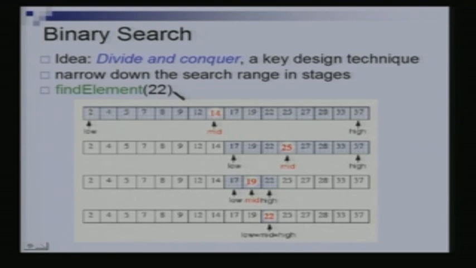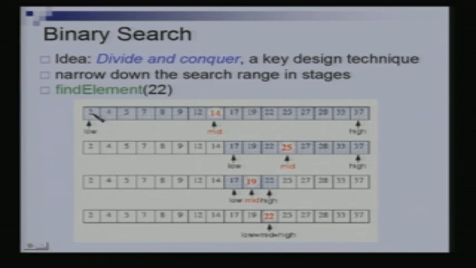22 is larger than 14. So, that means that 22, if it lies in this database, would lie to the right of 14. Why is that? Because these set of elements are in increasing order. Everyone is okay with that? So, the element 22 has to lie between here and here. We use these two variables, low and high, to indicate the range of the part of the array in which we have to search for our element.